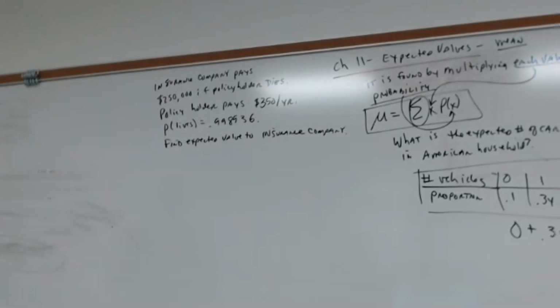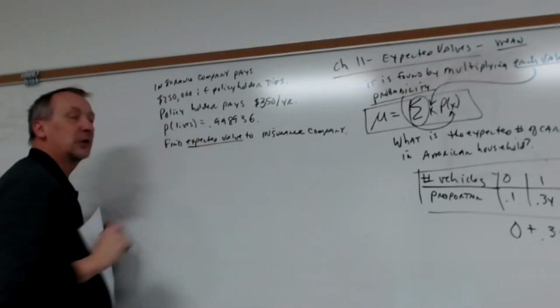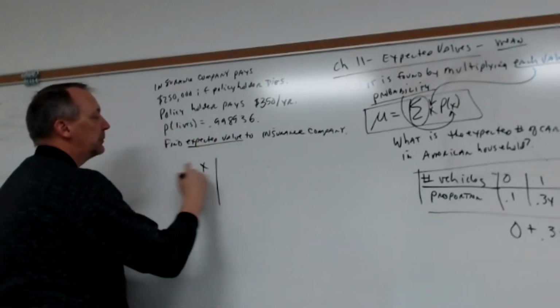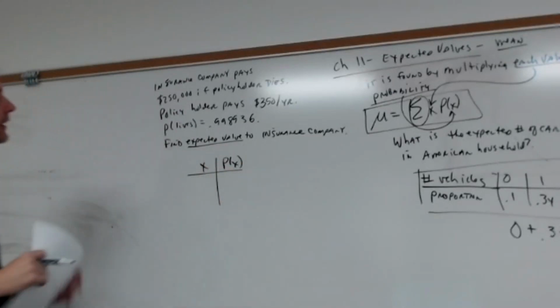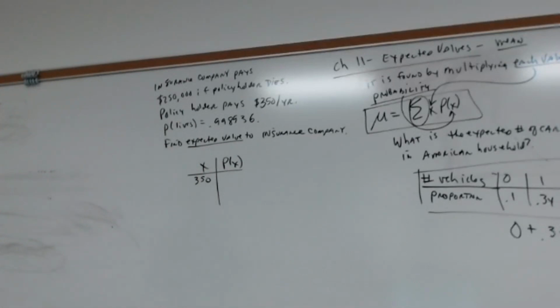Okay, so we're thinking about this from the insurance company. Now we talked a little bit about our sample space. One of the easiest things to do when you're doing expected value is to find your x and to find your p of x. Now, the value to the insurance company is what? How much money is the insurance company going to get from this policyholder? $350. If the policyholder dies, how much are they going to pay out?